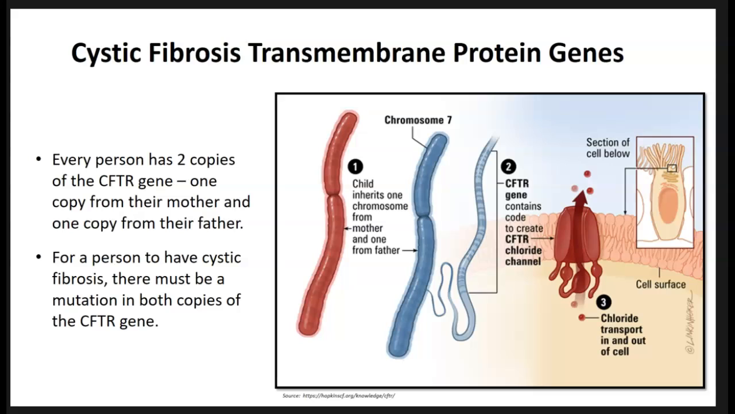Right? So a person can have one healthy copy of the CFTR gene and one disease copy of the CFTR gene, and they will not have cystic fibrosis. We will call these people a heterozygous carrier. But a person who has 2 non-working copies of the genes will have cystic fibrosis because there is not proper regulation of chloride ion transport inside and out of the cell.